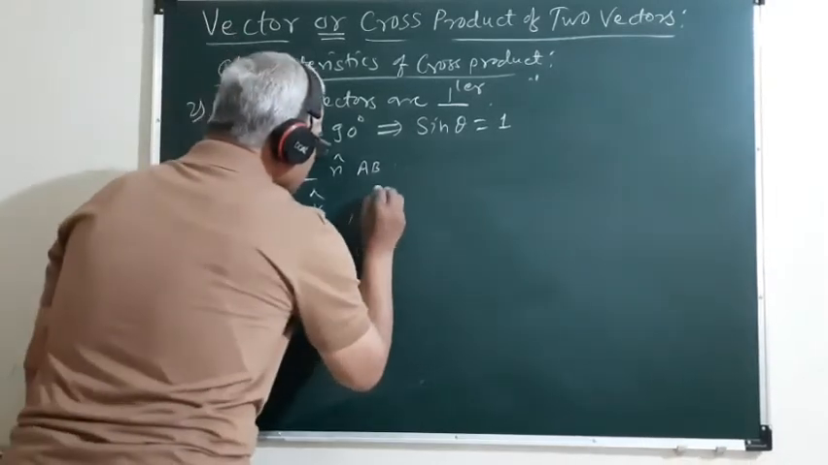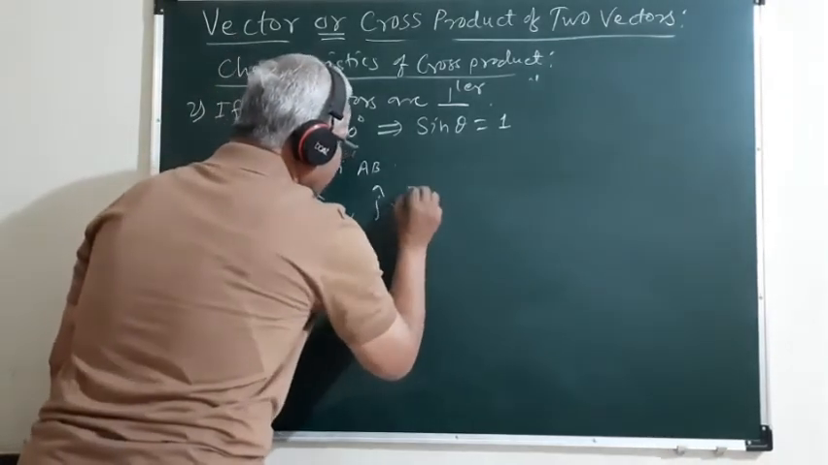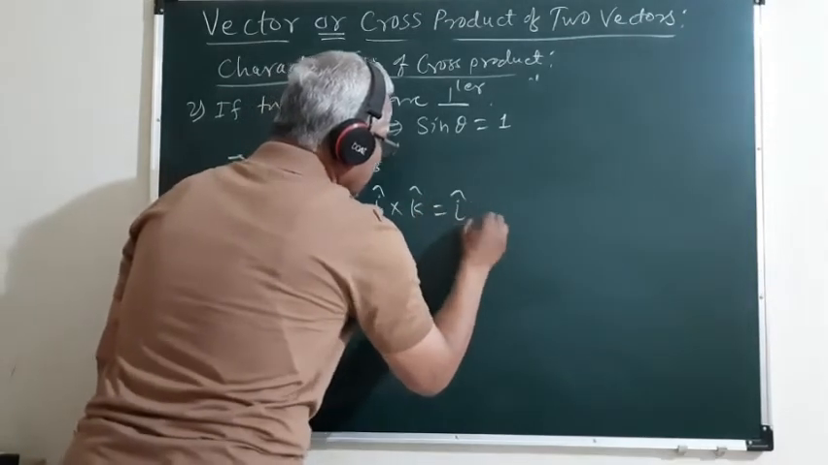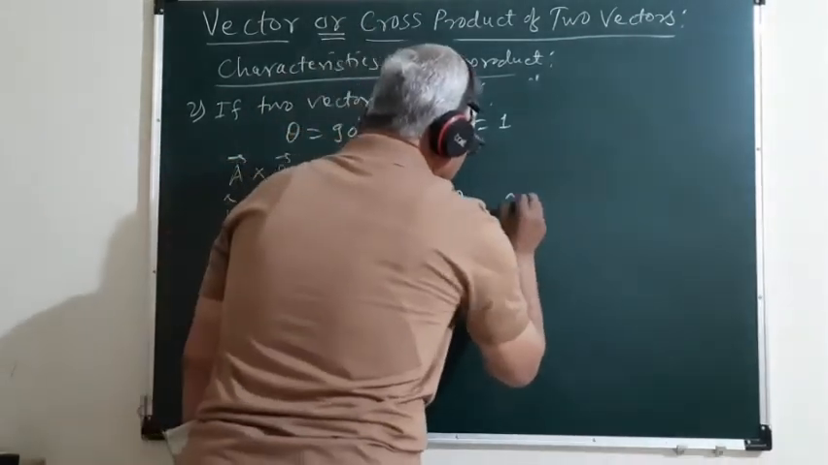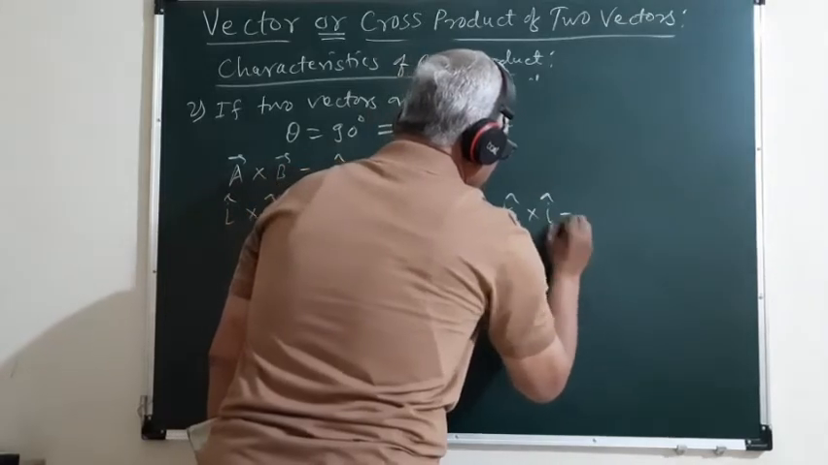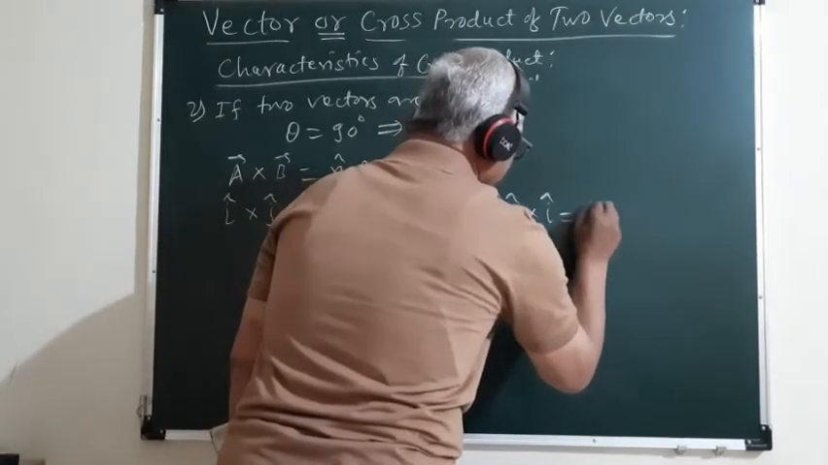Similarly, we can write j cap cross k cap is equal to i cap, and k cap cross i cap is equal to j cap.